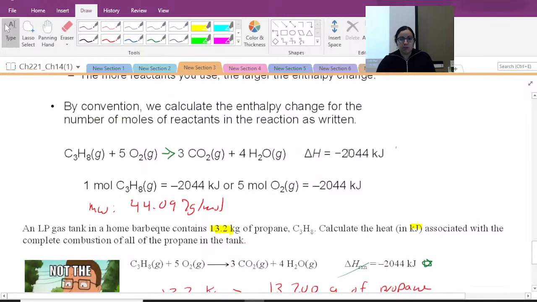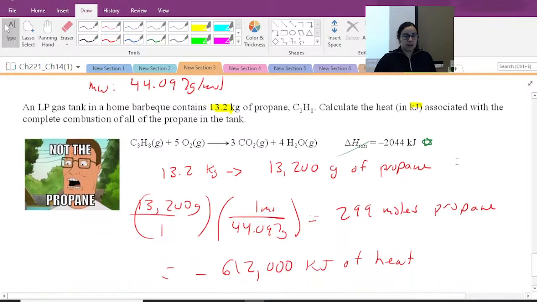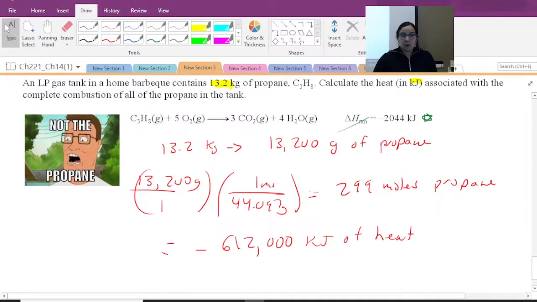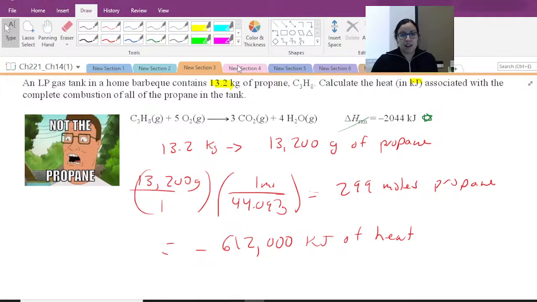And we could have figured out our delta H of the reaction if they didn't give it to us. We could have gone back to our standard heats of formation, figured out the reaction for 1 mole written out, and then scaled it up to however many moles, or scaled down if we were doing a small scale. But, I couldn't resist a Hank Hill picture for the propane. Gotta love propane.